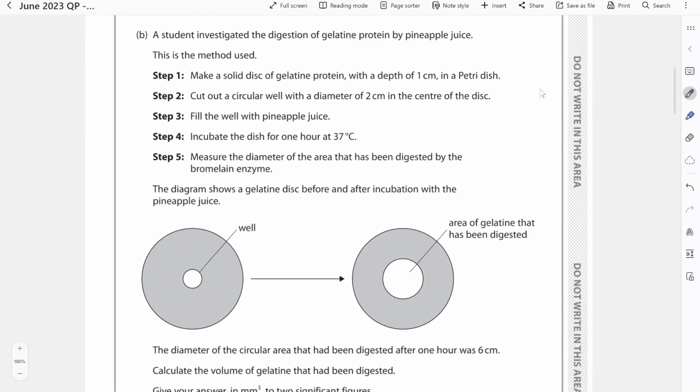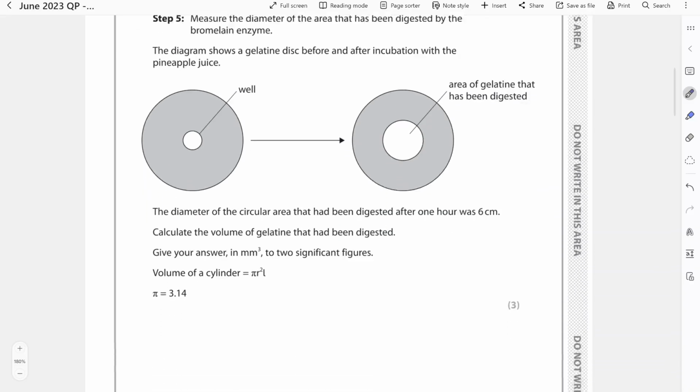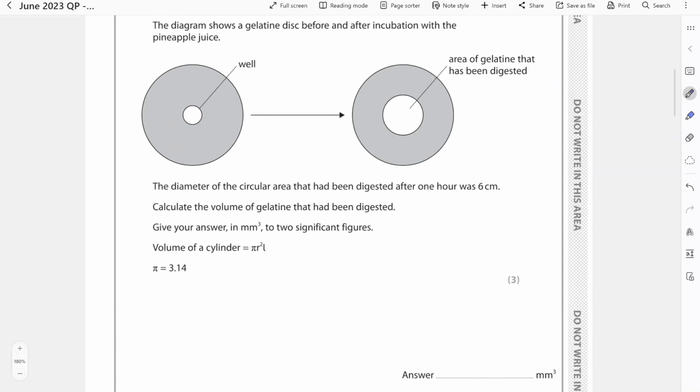All right, part B, a student investigated the digestion of gelatin protein by pineapple juice. This is the method used. They created a solid disc of gelatin protein with a depth of 1 centimeter in a Petri dish, cut out a circular well with a diameter of 2 centimeters in the center of the disc, filled it with pineapple juice, incubated it for 1 hour at 37 degrees, and then measured the diameter after it had been digested. All right, the diagram shows the gelatin disc before and after incubation with the pineapple juice.